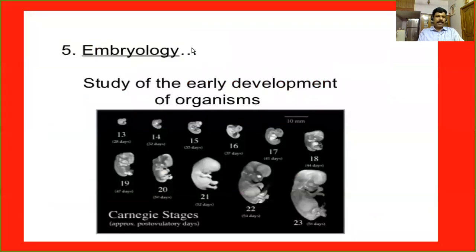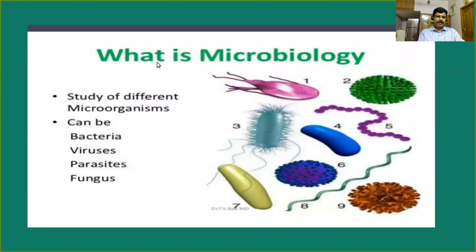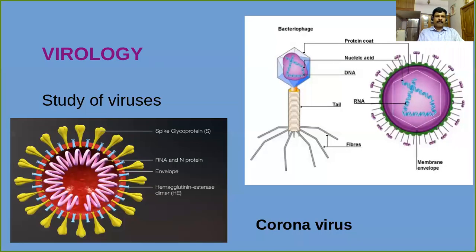Okay. Next one is embryology. Embryology is the study of the development of the embryo. That means it is a study of the early development of organisms. The branch is called embryology. What is microbiology? It is a study of different types of microorganisms. You have learned different types of microorganisms in lower classes. It may be bacteria, fungus, virus, etc. The last branch we are discussing now is called virology. Virology is the study of viruses.